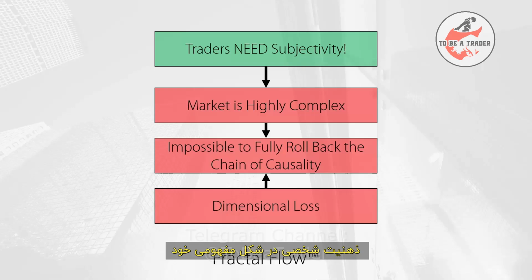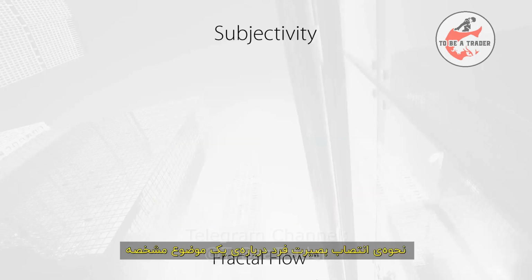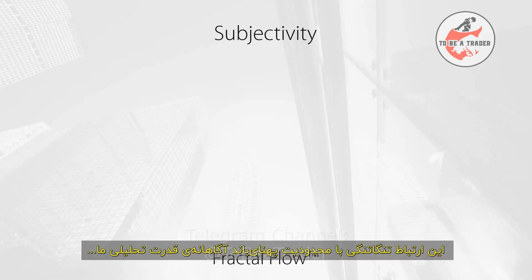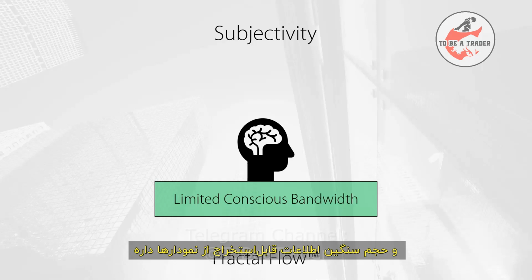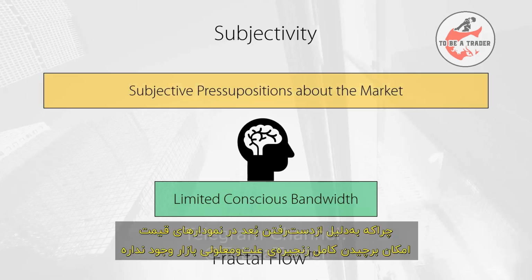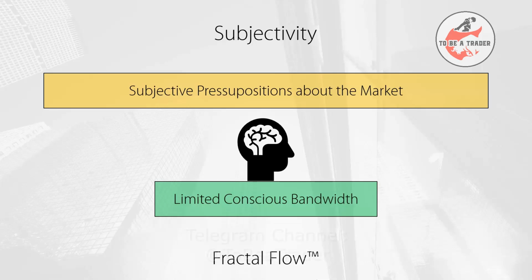Subjectivity in the conceptual sense is how an individual installs his intuitions about a given subject. This is closely related to the limited conscious bandwidth of our analytical power and the overwhelming amount of information that can be derived from the charts. The presuppositions a trader must make about the market are larger than his conscious bandwidth, because the market's chain of causality cannot be fully rolled back due to the dimensional loss of price charts.